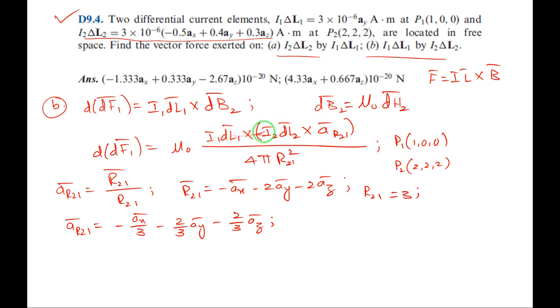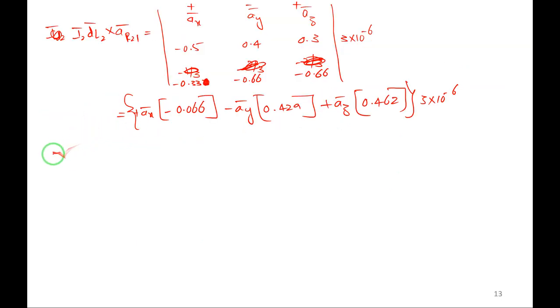Then I1 DL1 cross this, right? So we'll find out that. So I1 DL1 cross this entire thing. Already we have found out this. So I2 DL2 cross AR21.